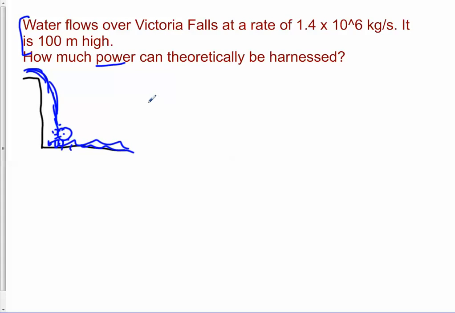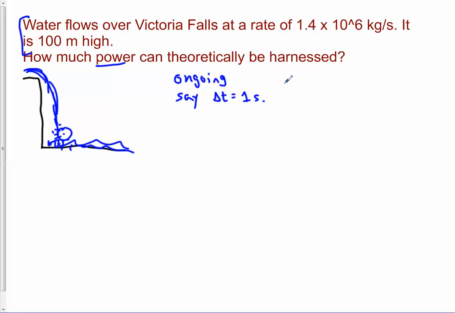Okay, so one new thing about this problem that wasn't in the last problem. In the last problem, it was 10 seconds. The whole process took 10 seconds. Here, we don't have a time period. This is just ongoing. Okay, so that's okay. We can just make up a time period. Let's just take 1 second, and let's just look at what happens over 1 second of this waterfall.